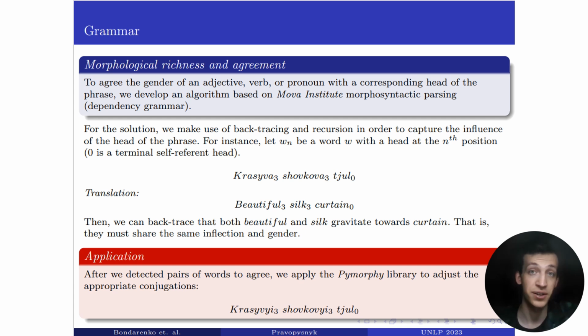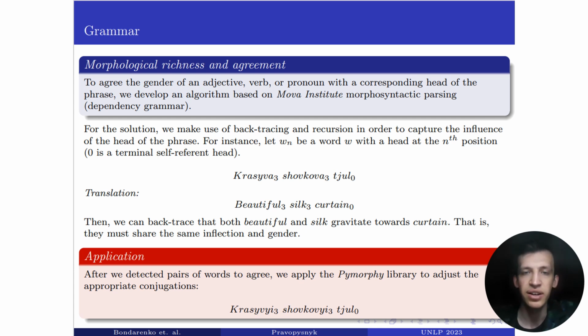Ukrainian is a morphologically rich language, meaning that words' conjugations depend on gender, inflection, and plurality. So, in order to capture at least something, we decided to narrow our focus only to the agreement of adjectives with nouns. To trace such agreements, we make use of the MOVA Institute morphosyntactic parsing system. This system makes use of dependency grammar structure, which helps us identify where the noun phrase heads are.